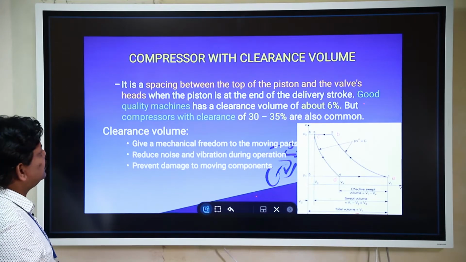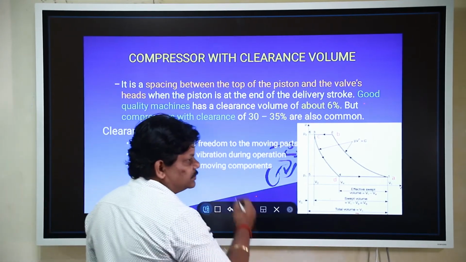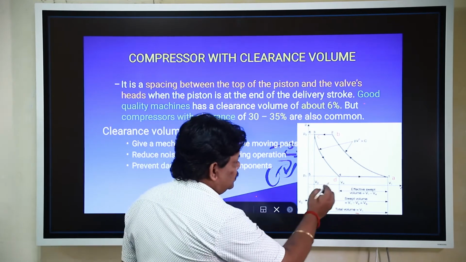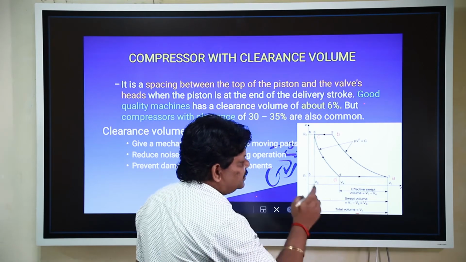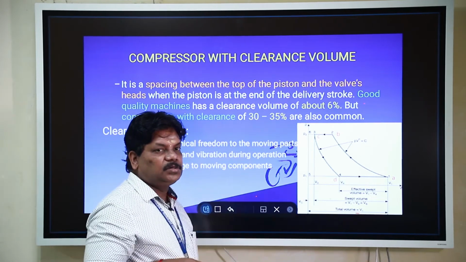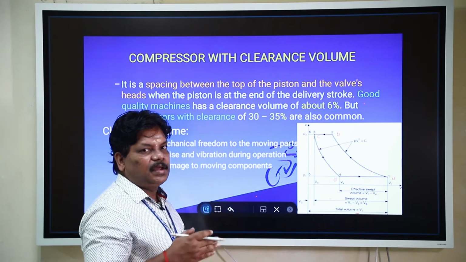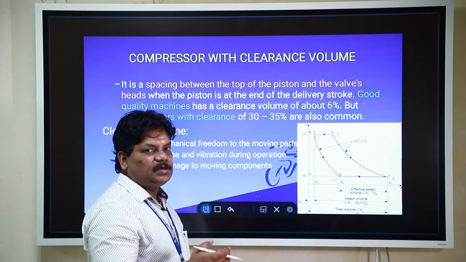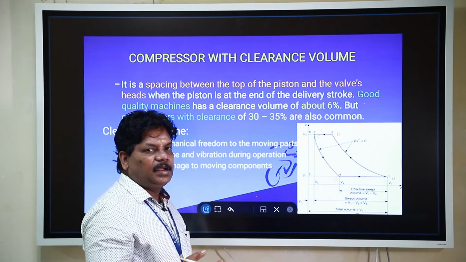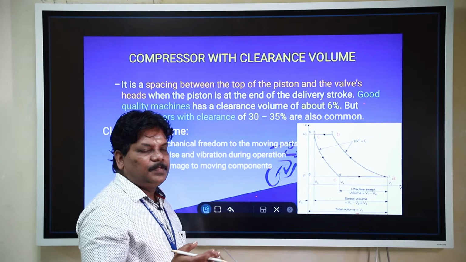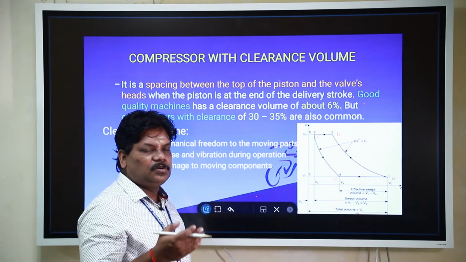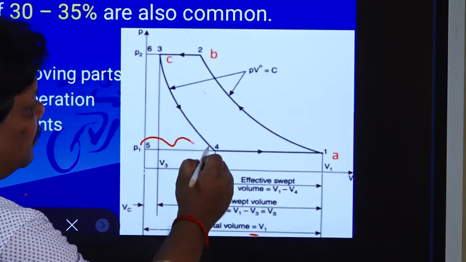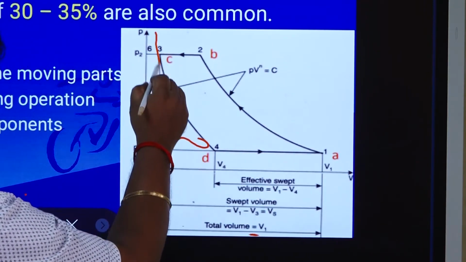Okay, so then compressor with clearance volume. You can see here, in the previous case, we have seen that there is no clearance volume. You got A, B, C, D, and from that you find the total area. Then you determine the value of the work done, that is the indicated work per cycle, which is n by n minus 1 into P1 V1, and inside the bracket you got P2 by P1 whole power n minus 1 by n, minus 1. But in this case, some clearance is provided.